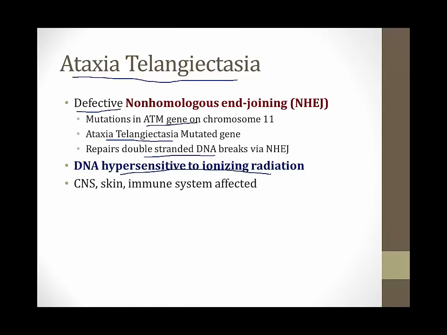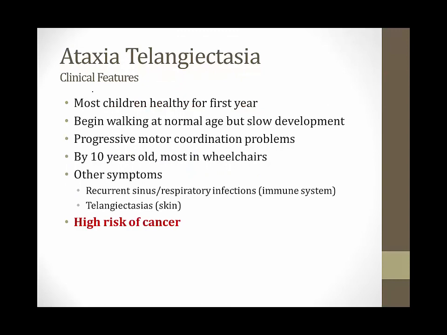As a result, they accumulate DNA damage in their central nervous system, their skin, and their immune system. I discussed the clinical features of this disorder in detail in the neurology video on the cerebellum, but I'll briefly review them here. Most children with ataxia telangiectasia are healthy for their first year or so of life. They begin walking at a normal age, but then they are slow to develop. They develop progressive motor coordination problems, that's why it's called ataxia, and by 10 years old, most of them are confined to a wheelchair.